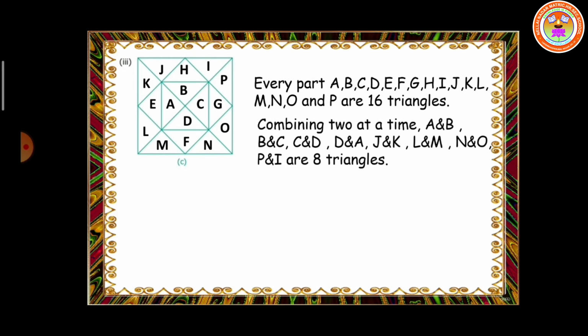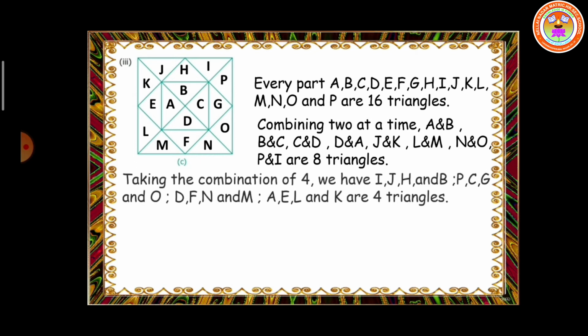Combining 2 at a time: A and B, B and C, C and D, D and A, J and K, L, M, N, O, P, I are 8 triangles. Taking the combination of 4, we have I, J, H and B, P, C, G and O, D, F, N and M, A, E, L and K are 4 triangles.